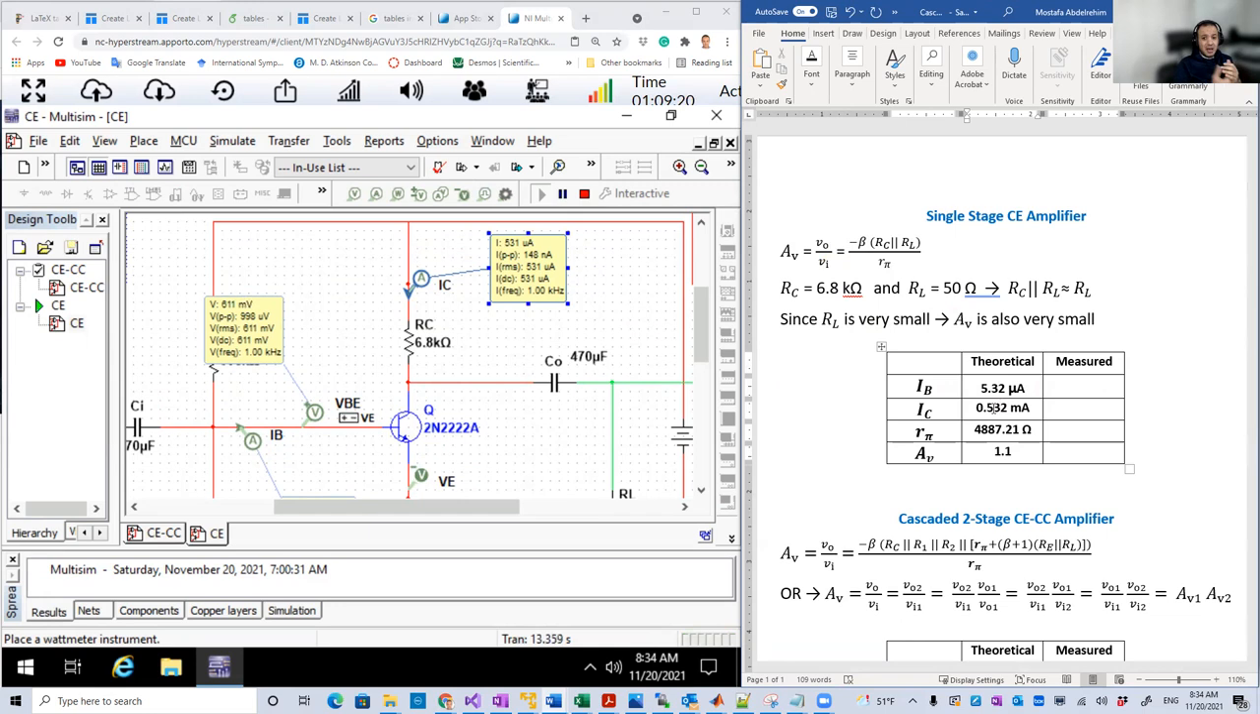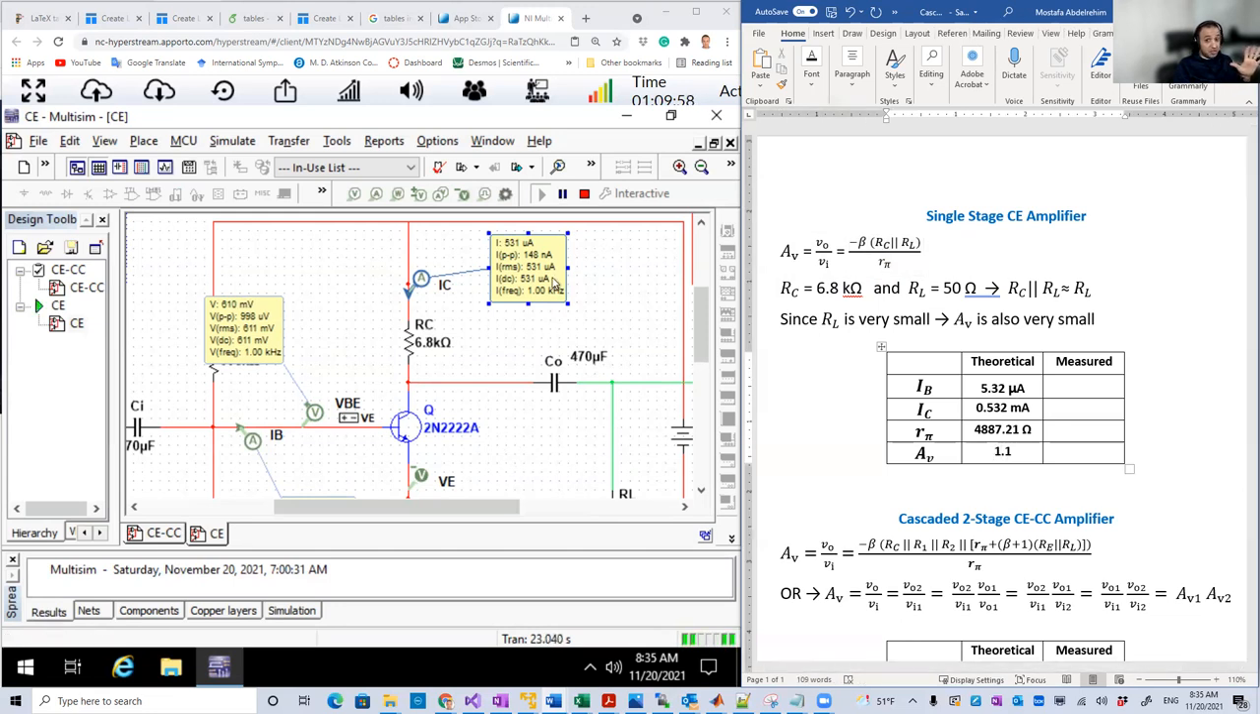And R-by, you can just calculate it using the equation, which is R-by equal to VT over IB. VT is 26 millivolts and IB is here 5.3 microamperes. So you can just calculate it very easily. Okay, guys, that's for R-by. If you plug in the numbers here, you're going to find the gain, and you find it 1.2.